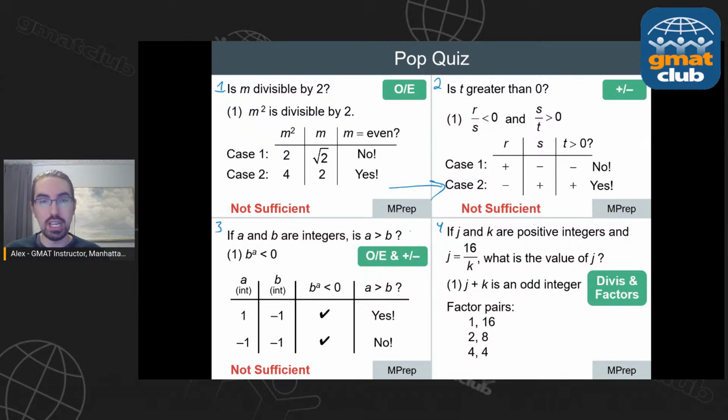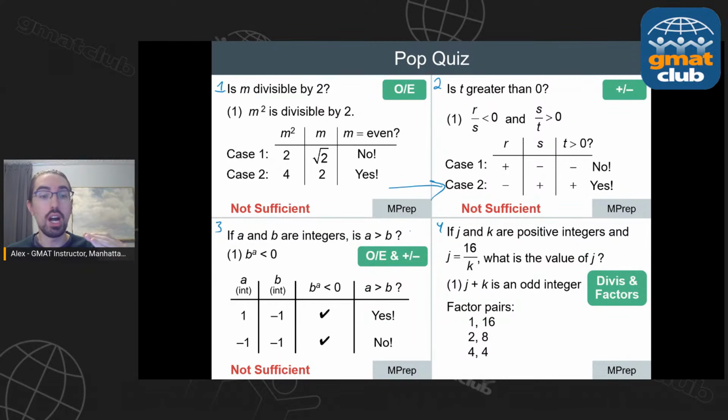So if we know that they are factor pairs, then the options for J and K, there are only 3 of them, right? It's 1 and 16, 2 and 8, 4 and 4. Those are the options for J and K. So it's a sneaky divisibility factors question.